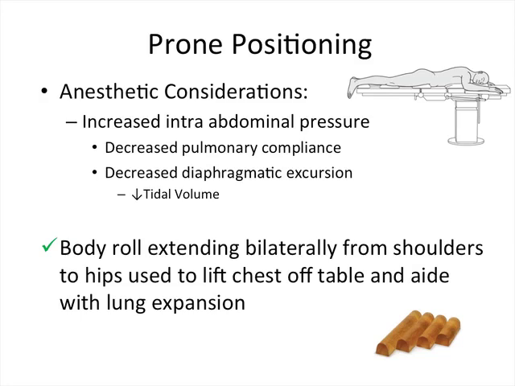It's suggested that they actually go bilaterally between the shoulders and the ASIS to allow for diaphragmatic excursion and to lift the entire chest off the table. And again, in the prone position, padding pressure points, knees bent, pillow under the toes to help decrease injury.